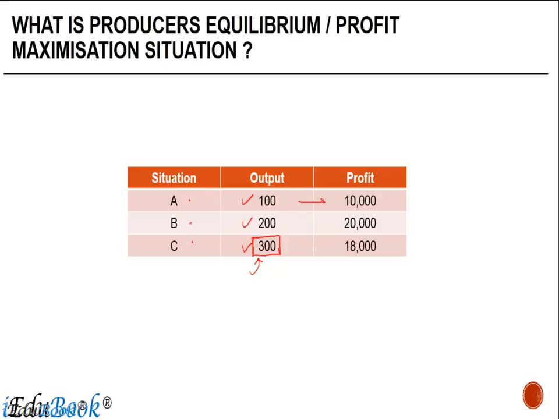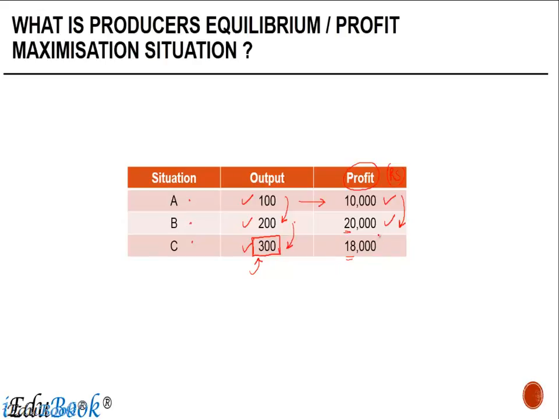When he produces 100 units of output, the profit that he generates is 10,000 rupees. Let's say this amount is in rupees, right? When he makes 200 units, he makes a profit of 20,000. So as the output has increased, the production has increased, the profits also have increased. And the third situation is he produces 300 units of output, but in this case, if you look at the profit, it has gone down to 18,000 rupees.